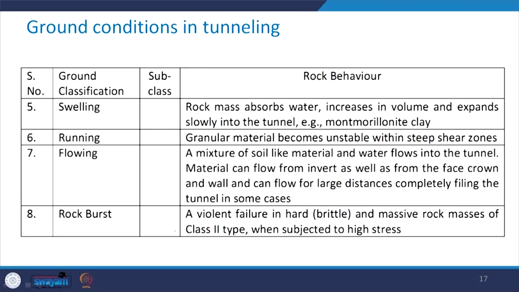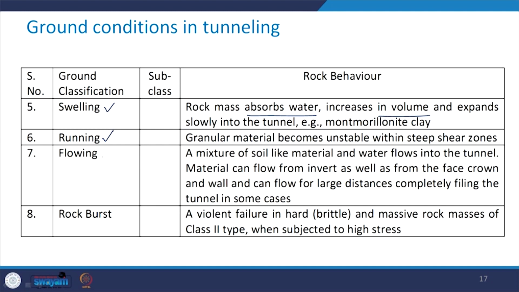The next category is swelling. In this case, rock mass absorbs water, increases in volume and expands slowly into the tunnel. So, wherever you have a mineral like montmorillonite, you will have such a characteristic in the rock mass. Next is the running ground condition, in which the granular material becomes unstable within steep shear zones.